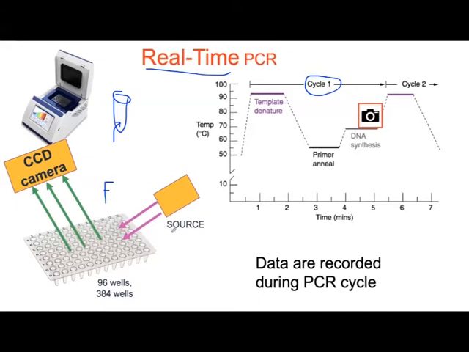So you need a light source, and this is a lamp, or it could be a laser. I don't think most real-time PCR machines are equipped with a laser; they're equipped with a lamp. And this lamp excites this molecule in your PCR tube, and it will shine a color that you can measure with the charge-coupled device camera. And this can measure the intensity of this fluorescent molecule during the PCR cycle.